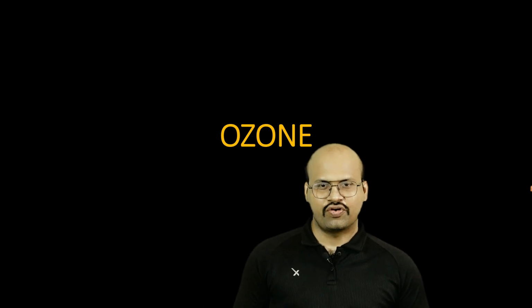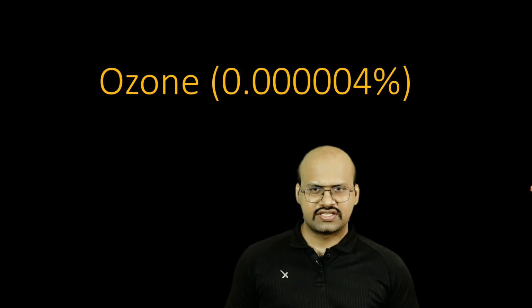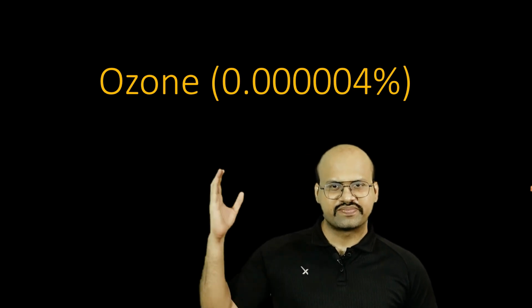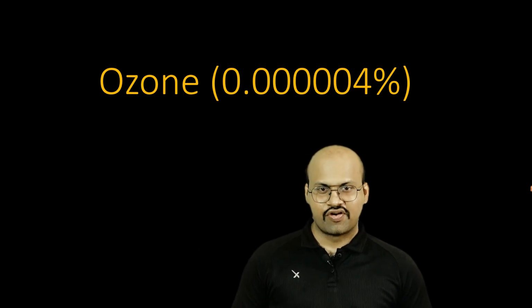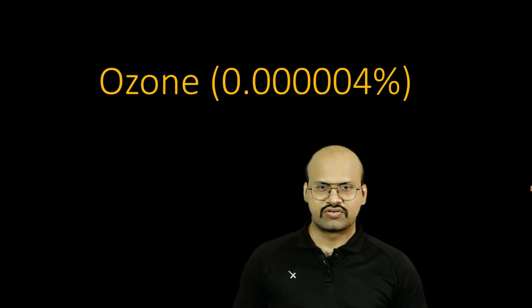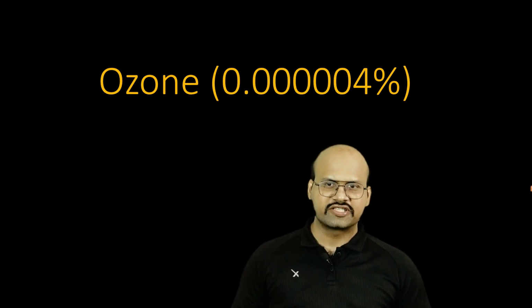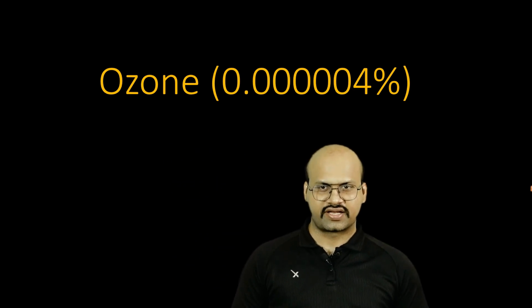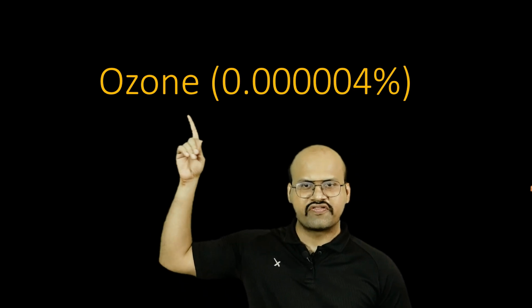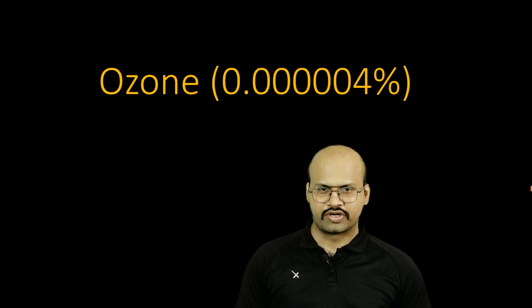Today we will discuss the ozone layer and the causes for depletion of ozone. We can see that ozone is a very small fraction of our atmosphere, where oxygen is around 22% and nitrogen is around 78%. This fraction is very small, even smaller than argon or carbon dioxide. So ozone forms a very small fraction of our atmosphere, but it plays a very important role.